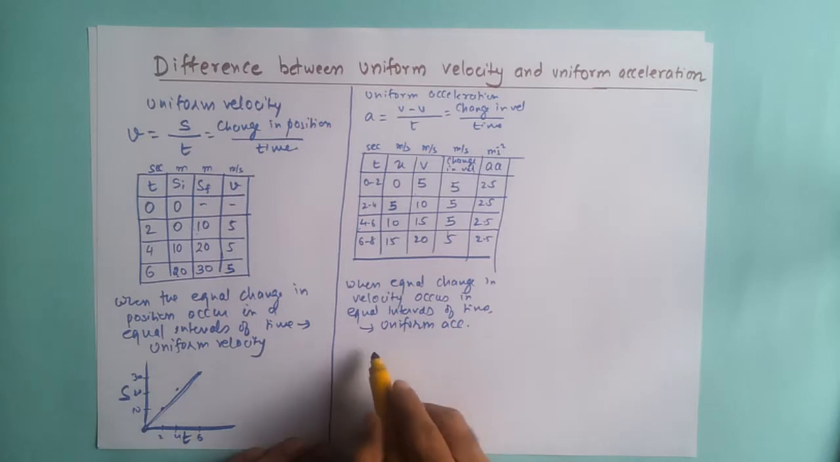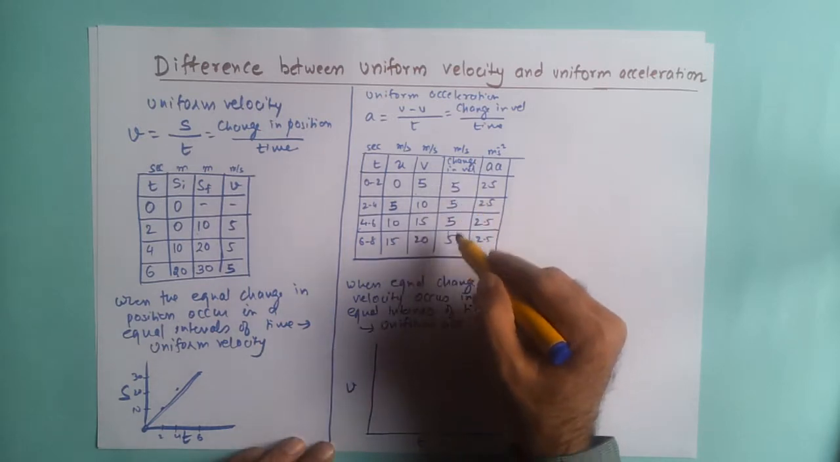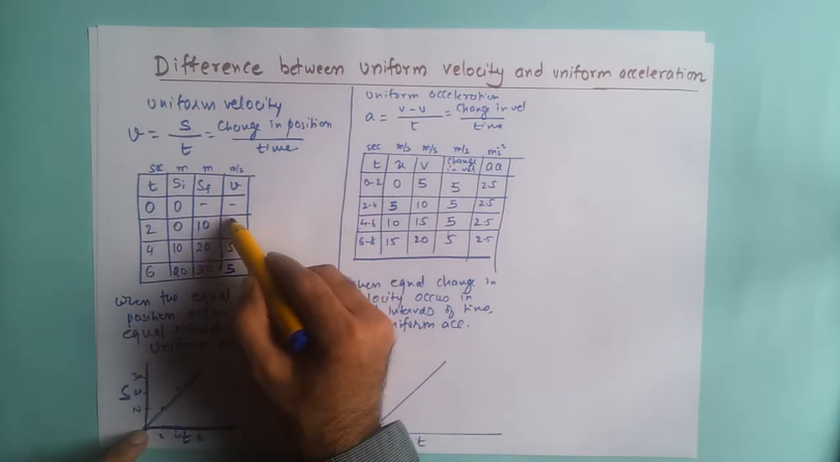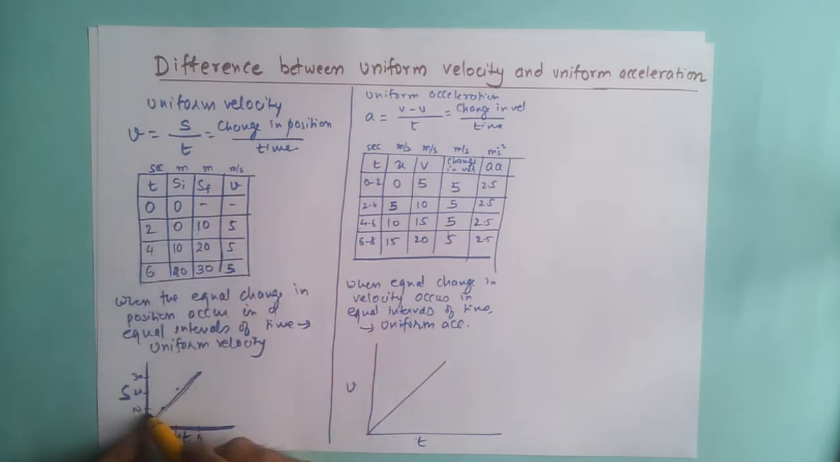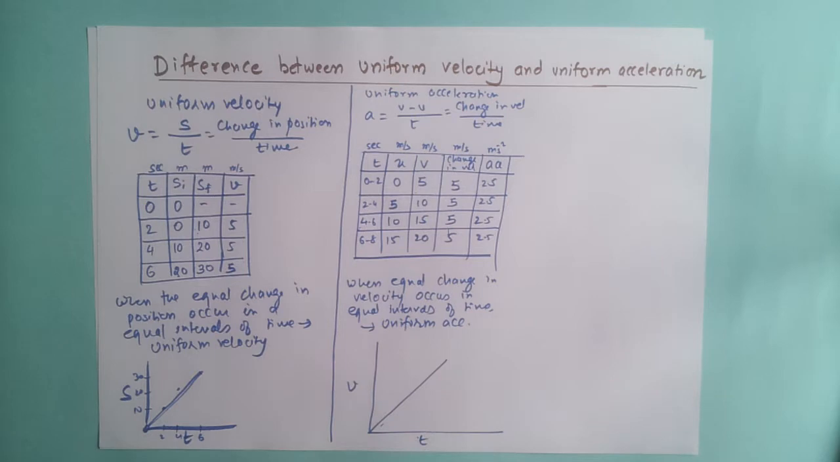Okay, if I plot a graph of v versus t, this will give me change in velocity, and change in velocity is 5 every 2 seconds. Right? We'll again get a straight line if you plot v versus t, because the change in velocity is constant per unit time. Here we have plotted s versus t. The change in displacement was 5 every time, 5, 5, 5, 5. Therefore we got here the change in velocity is same. So we'll get a straight line graph over here for the v-t graph.